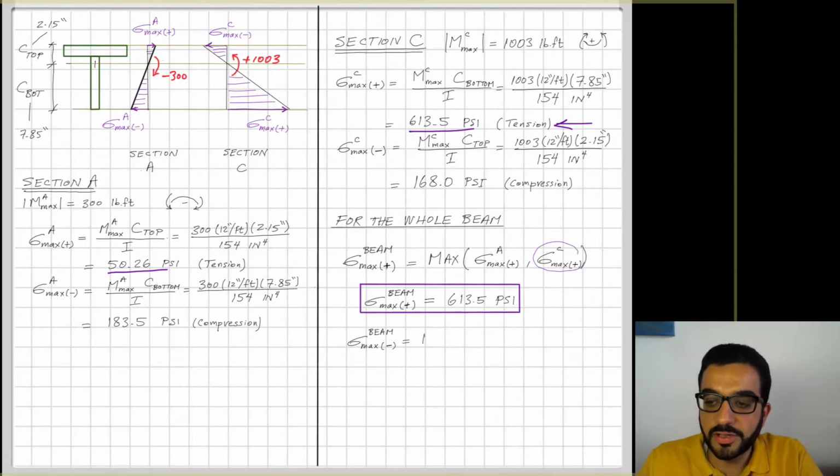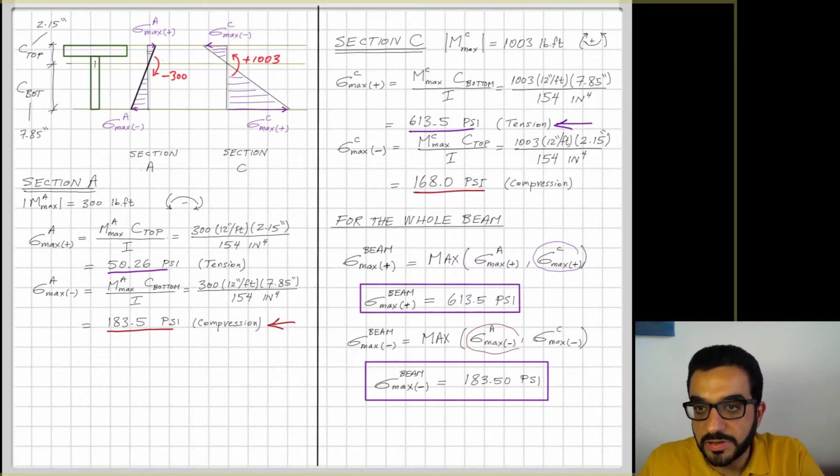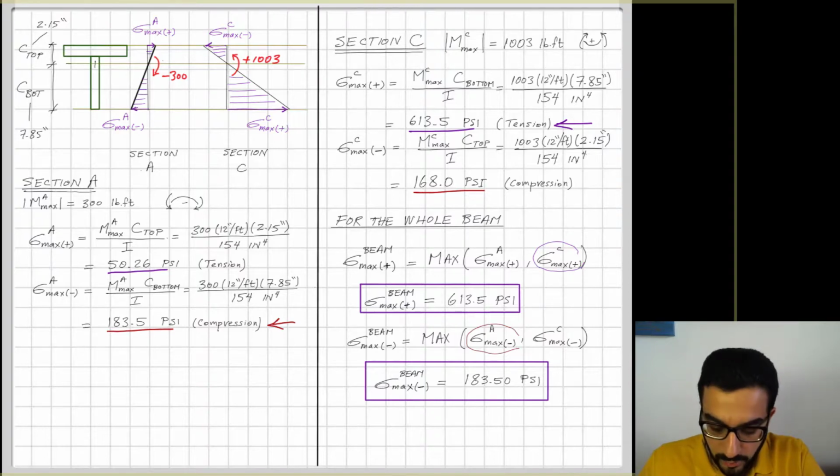And the sigma max negative for the beam is the maximum of the sigma max negative at A and C. And you can see now that it was not clear even visually, and it was a tough, close call here between 183.5 psi at A and 168 psi at section C. So the maximum will be the one governing my design here. So the maximum positive stress is developing at C, and the maximum negative normal stress is developing at section A.